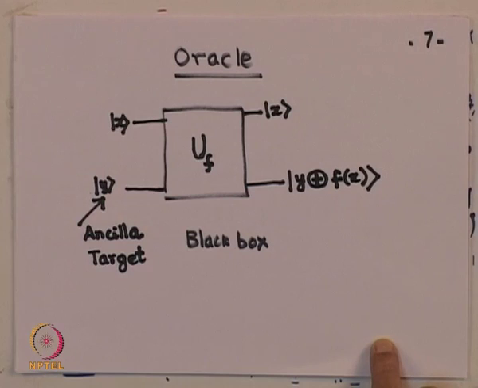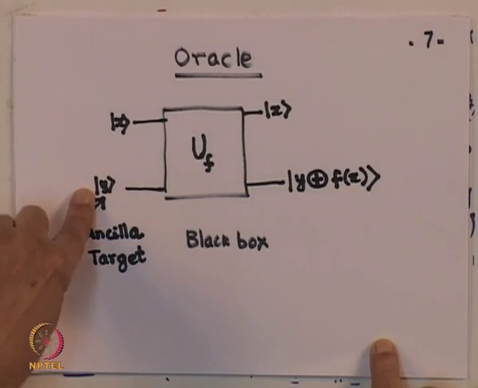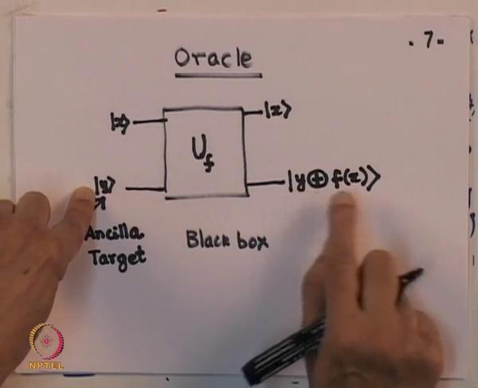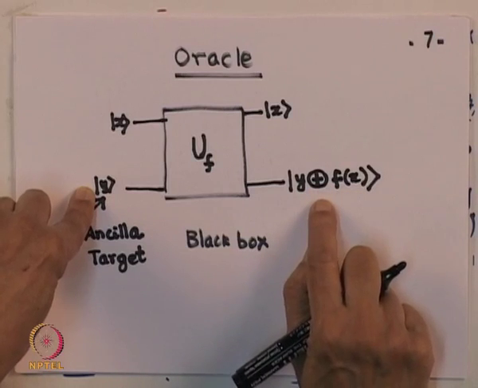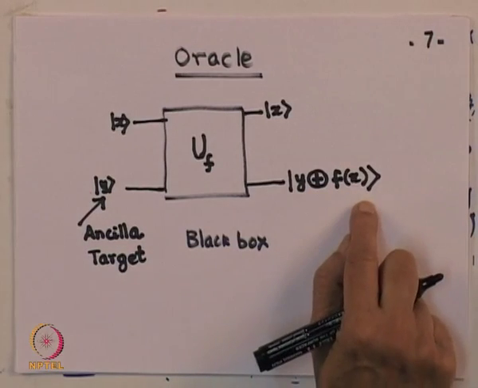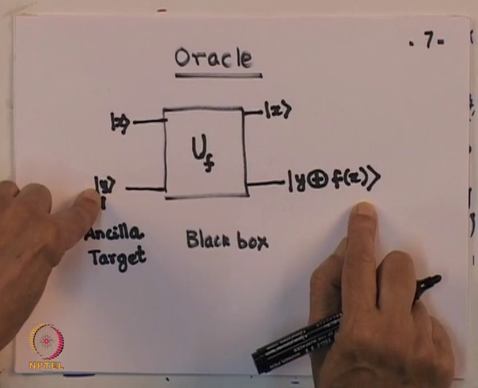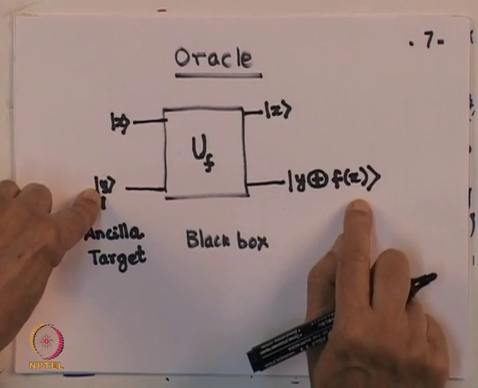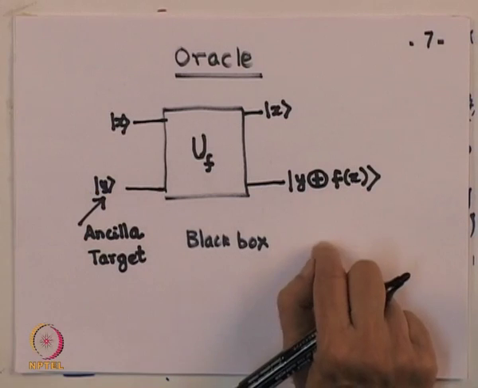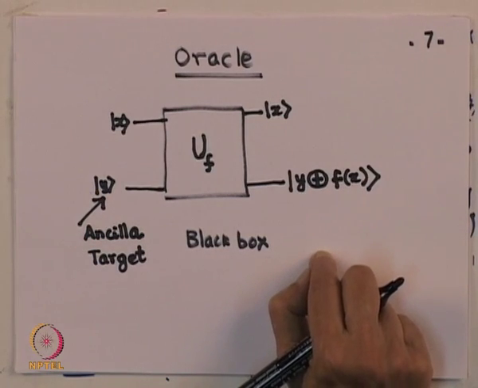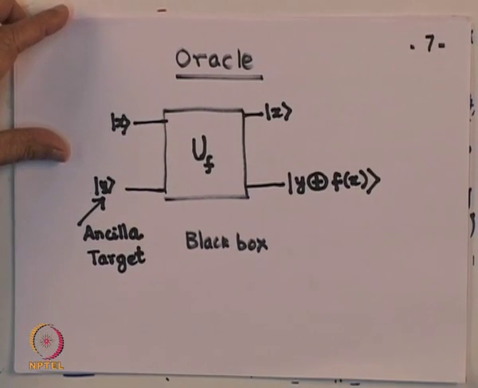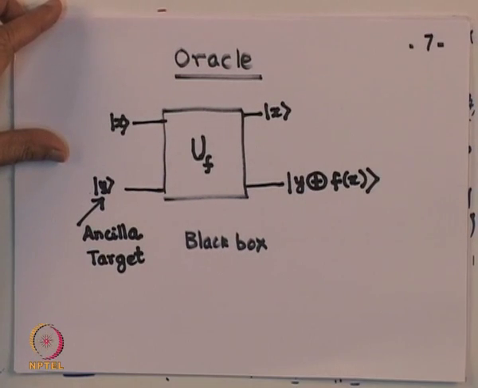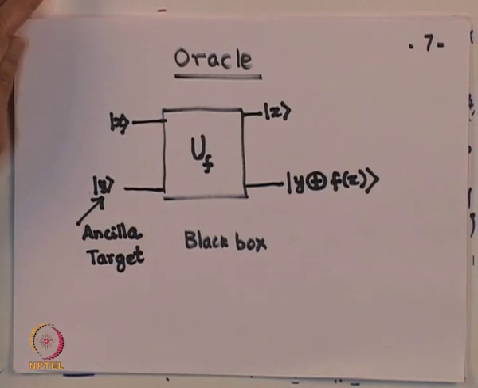Now you notice that supposing you set y equal to 0, which means this is 0 XOR f(x), which by definition is f(x). So therefore we compute the f(x) itself. If you take y equal to 1, this is 1 XOR f(x), which is nothing but the complement of f(x). So this is how an oracle is represented. But that's not the only thing that it does.